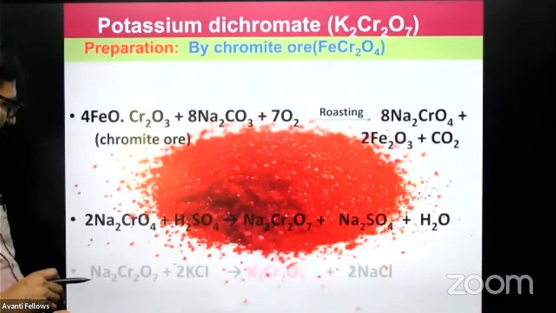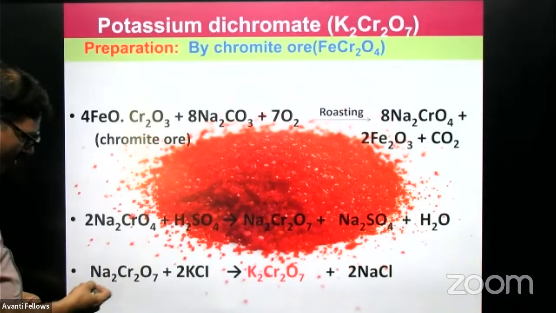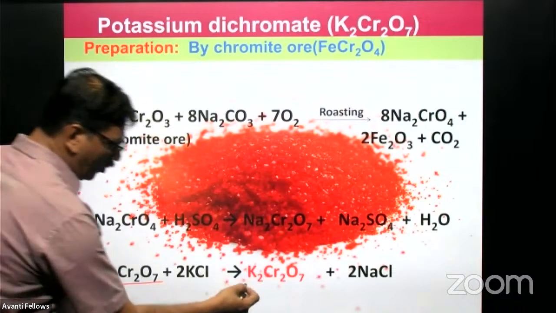In the third step, this sodium dichromate is converted into potassium dichromate by mixing with KCl, potassium chloride. So this is how we are going to get potassium dichromate. Okay. So remember the few things, the steps.